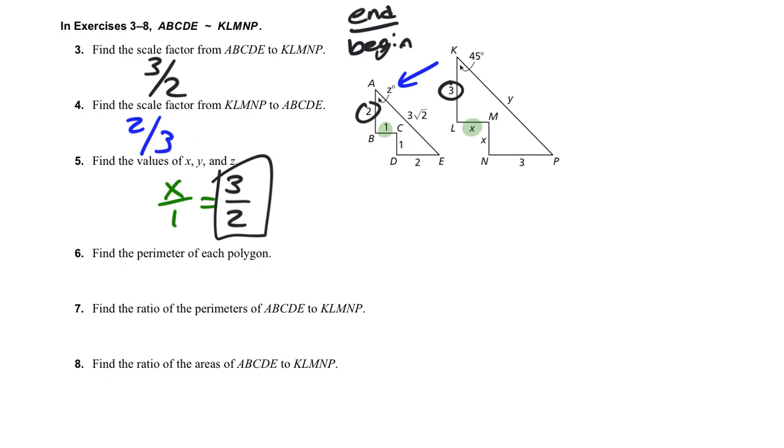Now, if I want y, so let's look at y here. Y is right here. So my y compared to 3 square root 2 is equal to, and again, I'm going to look at what I had originally, 3/2. So let's cross multiply. Actually, not cross multiply. Let's just multiply each side by 3 square roots of 2. So I'm going to get 3 times 3 square roots of 2. And I'm going to get that y equals 9 square roots of 2 over 2.